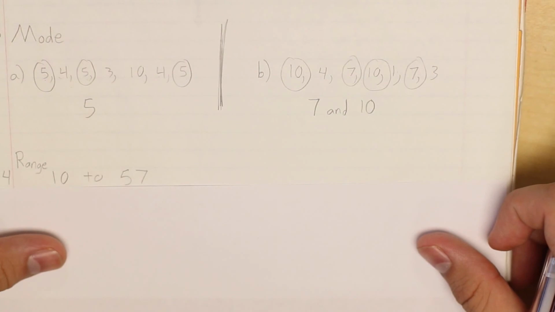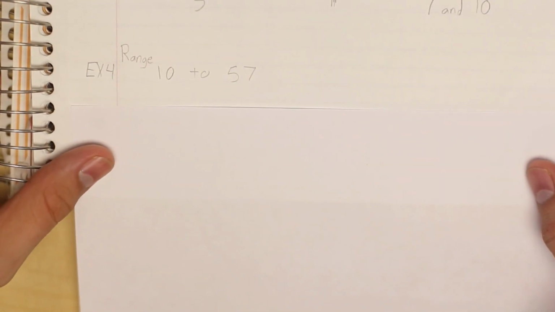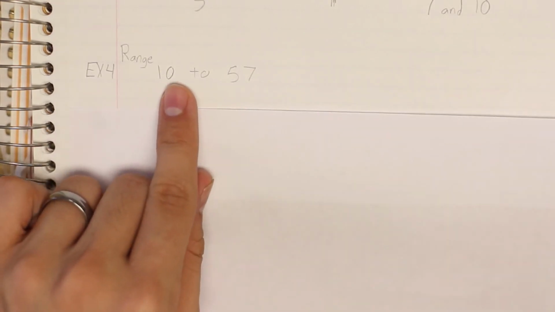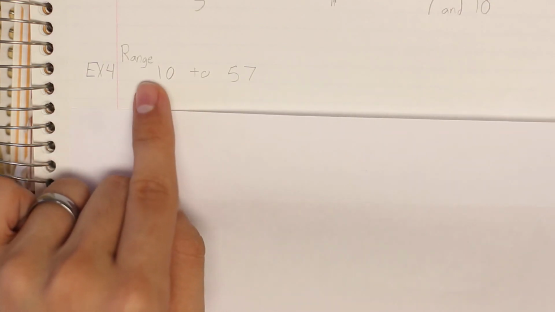So there's that there. Last thing to look at is the range. The range is really simple. They're going to give you either a group of numbers or they're going to tell you how far the numbers go. So like there's a group of numbers and they go from 10 all the way to 57. Okay, from 10 to 57.